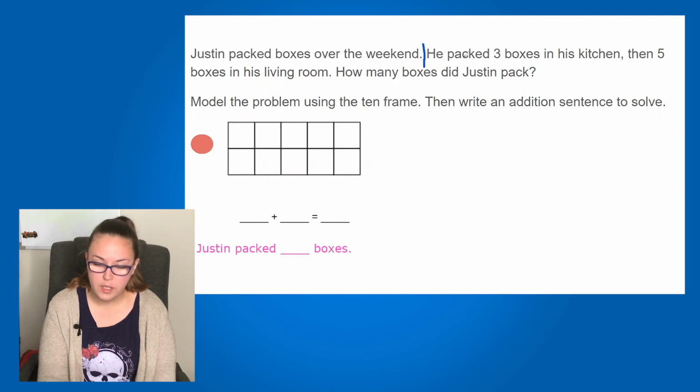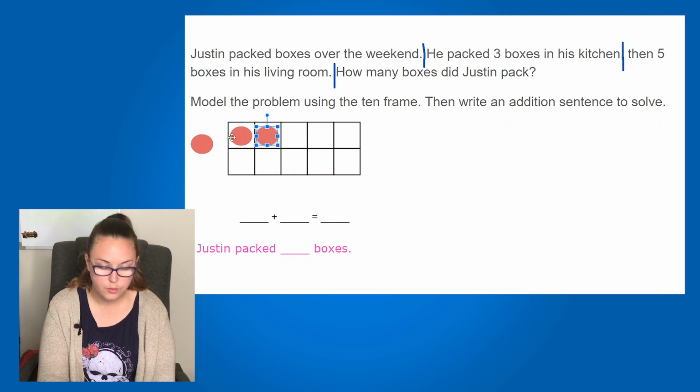He packed 3 boxes in his kitchen, then 5 boxes in his living room. And that's where the period is, so that's where we'll stop. I'm going to break this sentence down into 2 smaller chunks. The first one says, he packed 3 boxes in his kitchen. So how do we model that? That's right, let's put 3 on the first row.